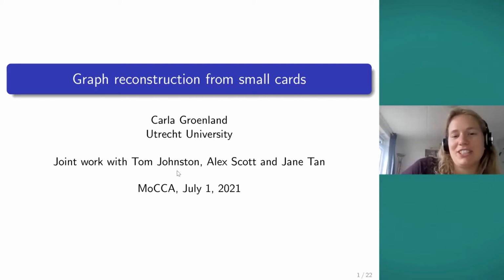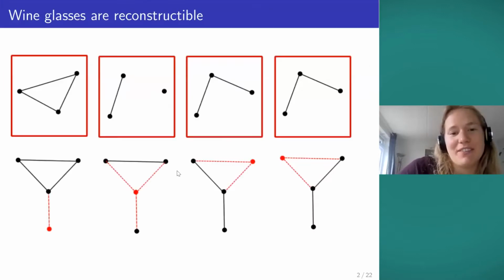So let me first introduce to you what this is about. We're given a deck of cards. An example is given above for this nice graph over here. And how do we attain this? Well, we remove one vertex at a time and then look at the induced subgraph that remains. So we remove the vertex and also any incident edges.